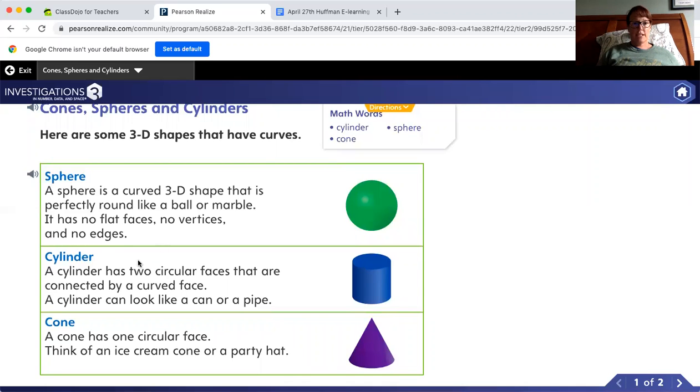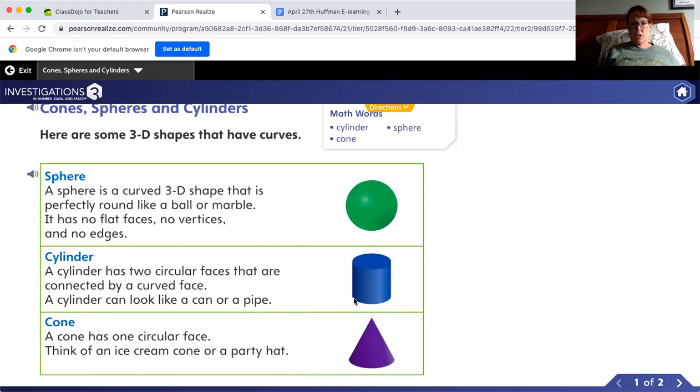So let's look at the cylinder next. The cylinder is this blue shape that you see here. If you look at this cylinder, it has two circular faces, two faces that look like a circle. I'm going around that right now. There's one here, and then you can't see it, but there's one on the other side on the bottom.